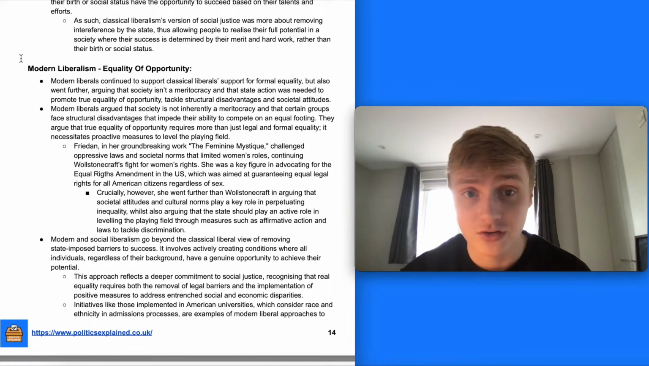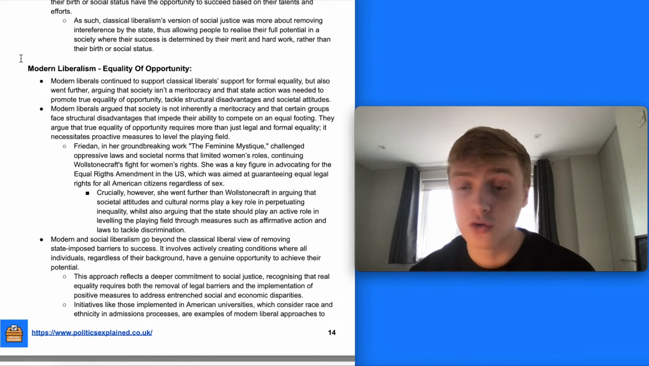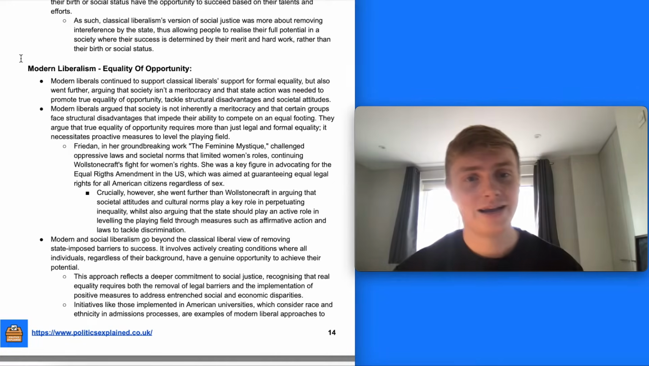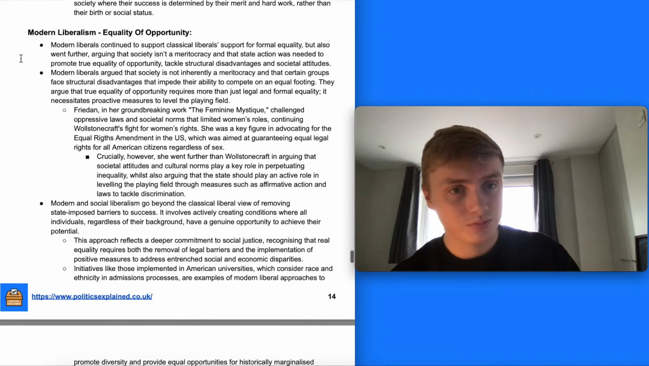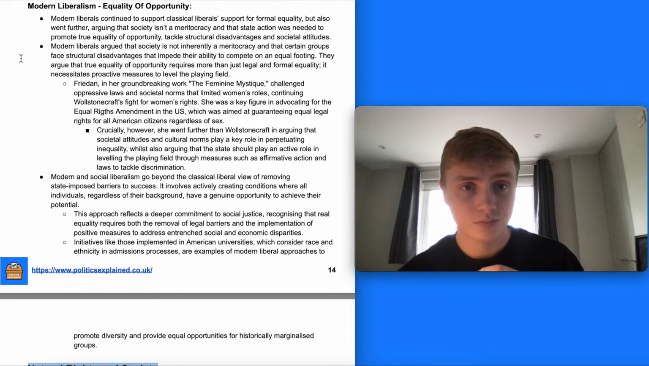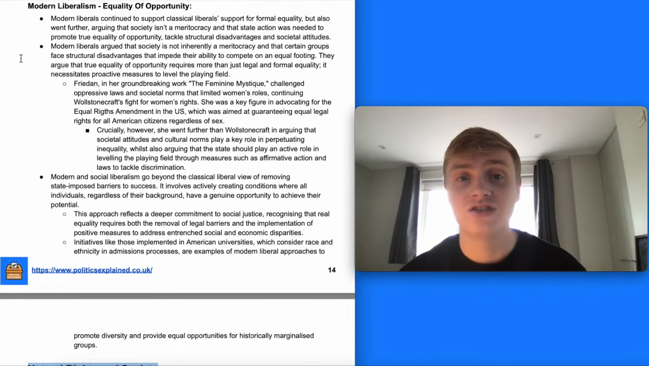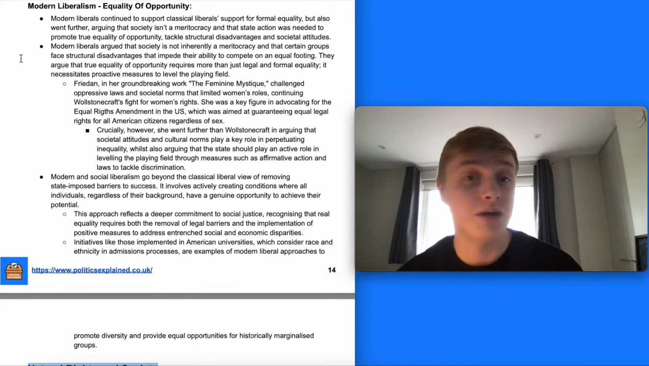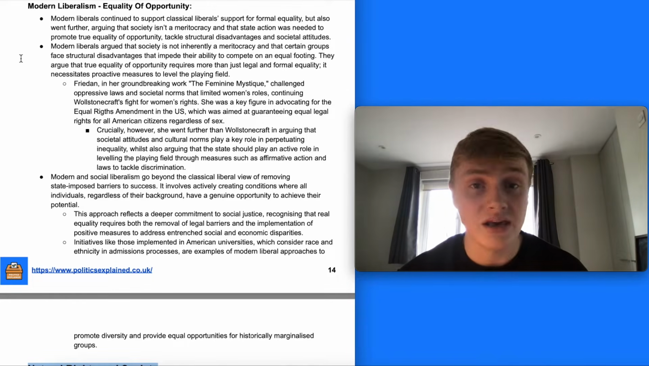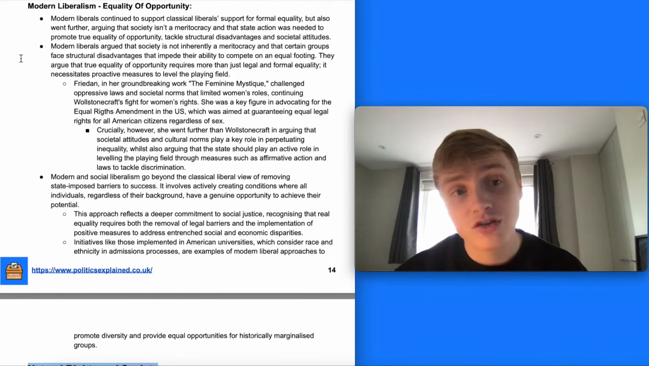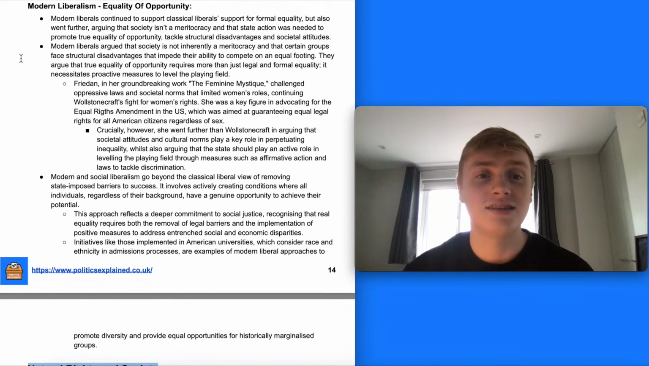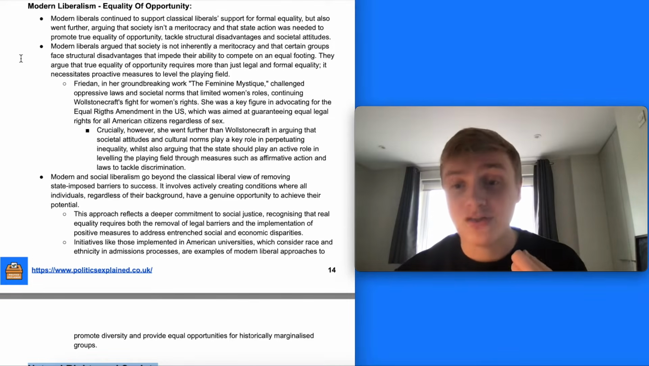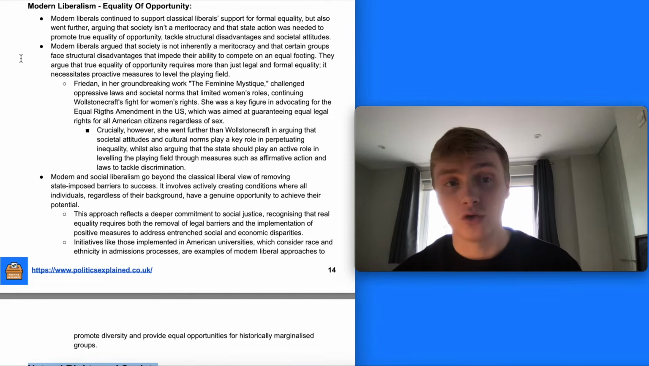So they continue to support classical liberals' support for formal equality, but they went further, arguing that society isn't a meritocracy and that state action is needed to promote true equality of opportunity for all, tackling structural disadvantages and societal attitudes. The modern liberals argued that certain groups face structural disadvantage that impedes their ability to compete with others on an equal footing. They argued that promoting true equality of opportunity requires more than just legal and formal equality. It necessitates active measures by the state to level the playing field.